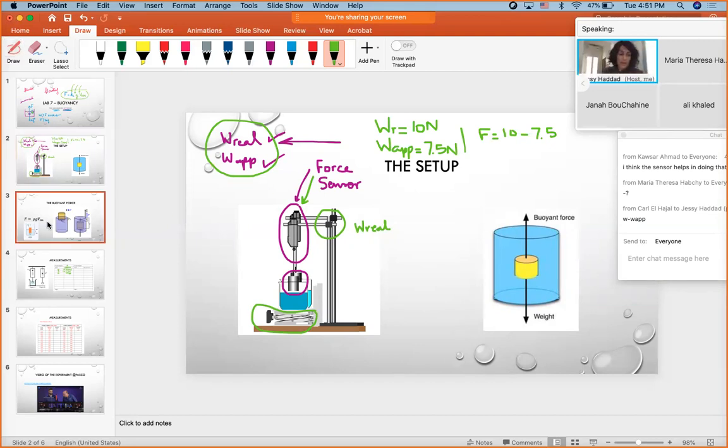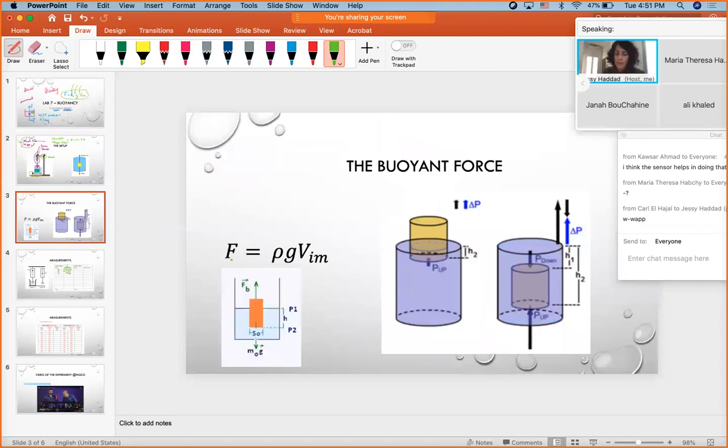Now I have another question. We already said that the buoyant force is rho, which is the density of the liquid. Let me write it again. I don't like to use rho, I think it sounds difficult. So density of the liquid. I stress on L because a lot of students will think it's the density of the solid. G is the gravity, gravitational field strength, and Vm is the volume that is immersed under the liquid.